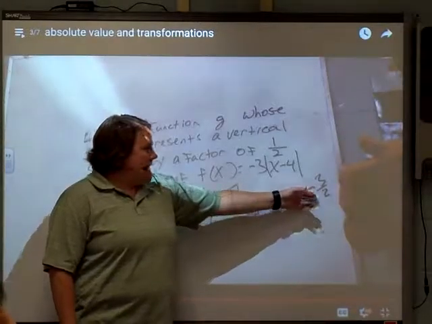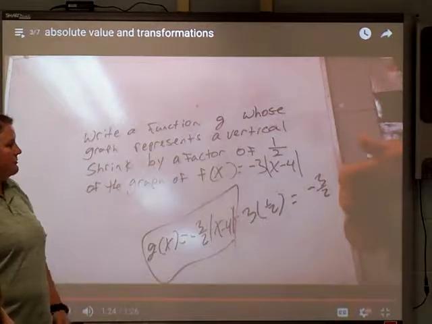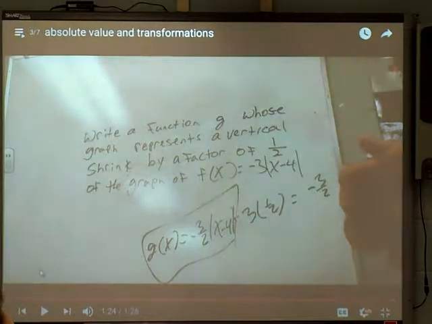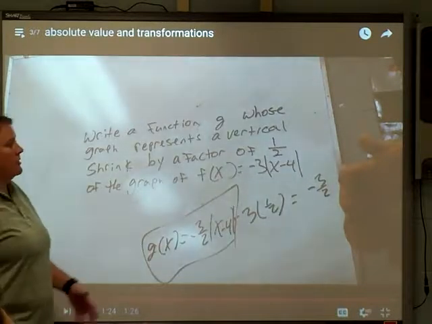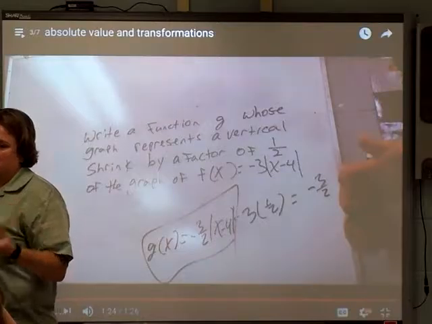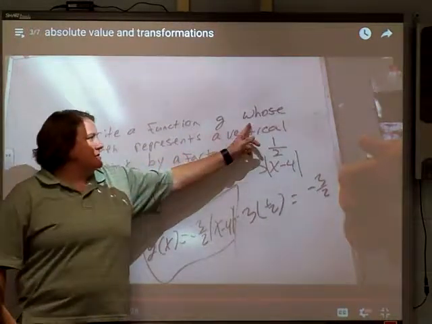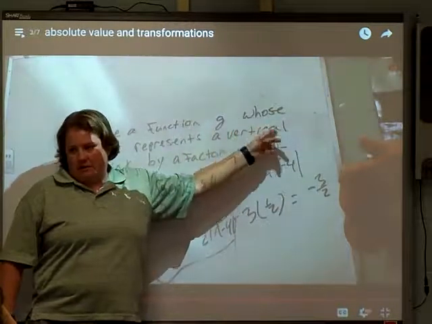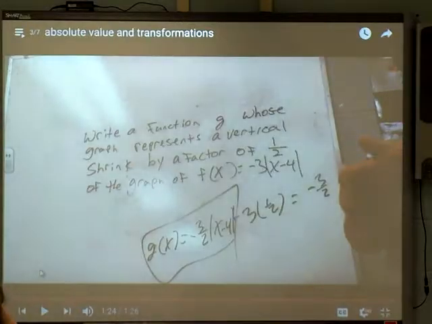-3 times 1/2. I left mine as -3/2. Some of you put -1.5. When would I have put the 1/2 or the 2 or whatever? When would I have put it inside? What kind of shrink or stretch? Horizontal. Very good. But this one was vertical, so it just stayed to the front. That's the things we got to keep straight in our minds.